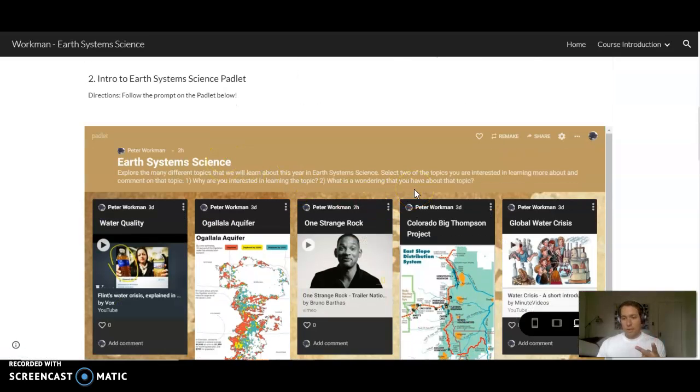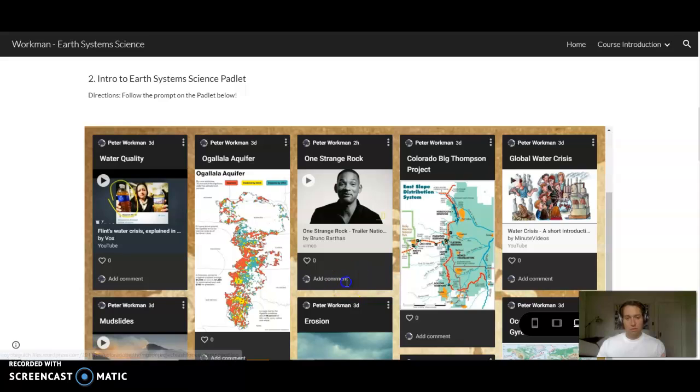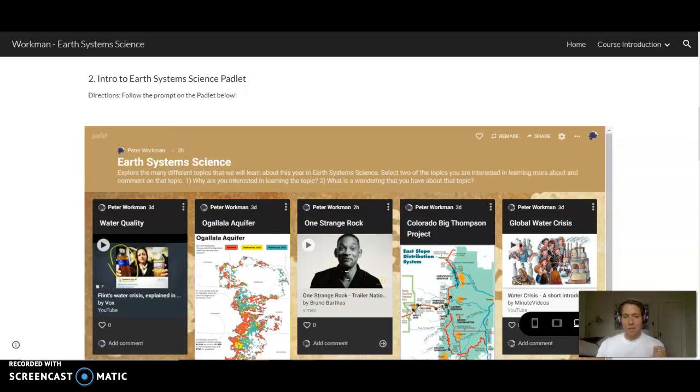Pick 2 of the topics, and then for each of those topics that you chose, write a comment below, right? You just click on the topic that you want and start commenting. But in the comment, you need to include 2 things. Okay, so why you're interested in learning that topic. And the second, what is a wondering that you have, right?